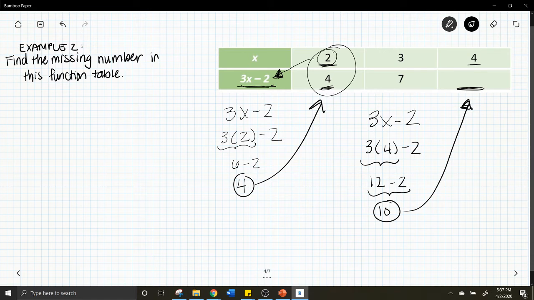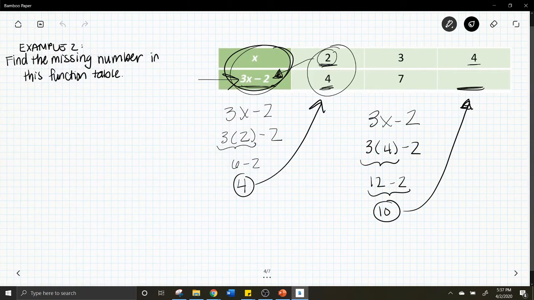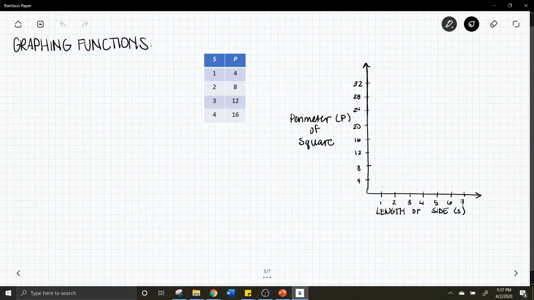Okay? So hopefully this makes sense. You're either given the function, they gave you the function here, or like our previous problem, we found the function based on going from one value to the next. So you need to be able to apply both of those, and we'll get some practice with that in the practice set. All right, the next thing we're looking at is graphing functions.